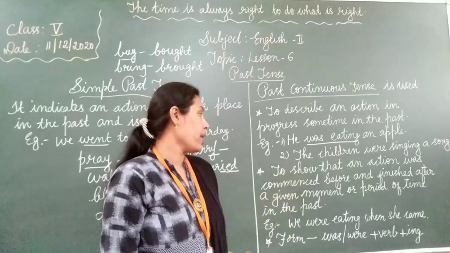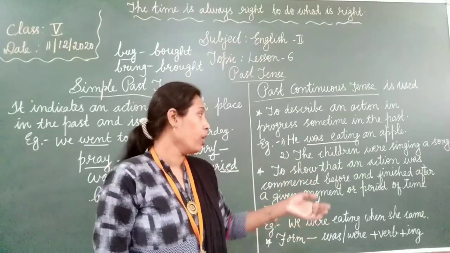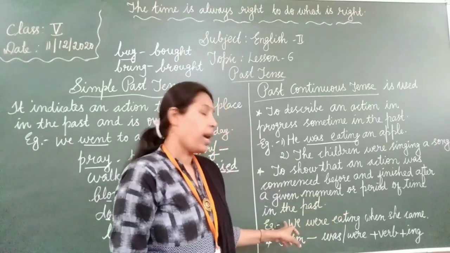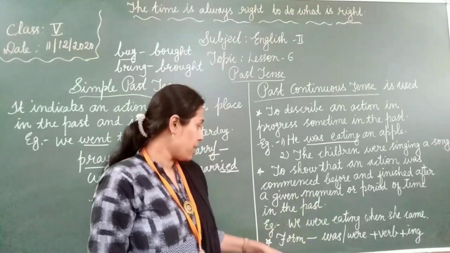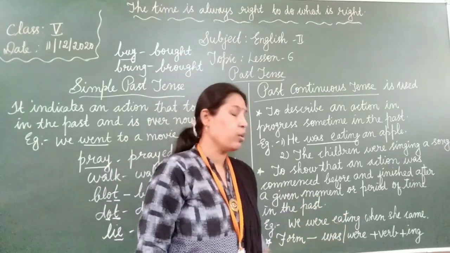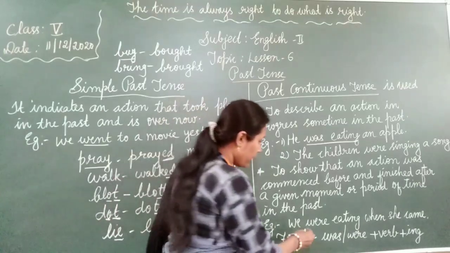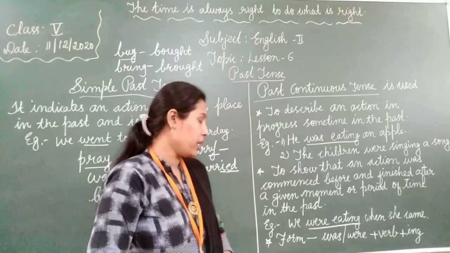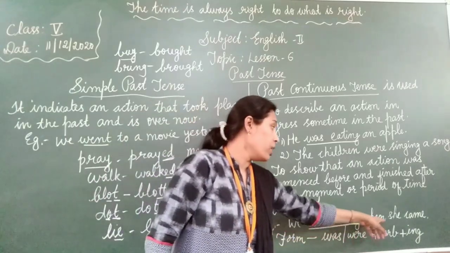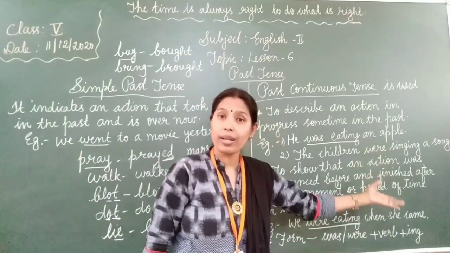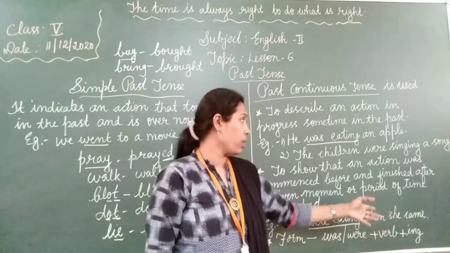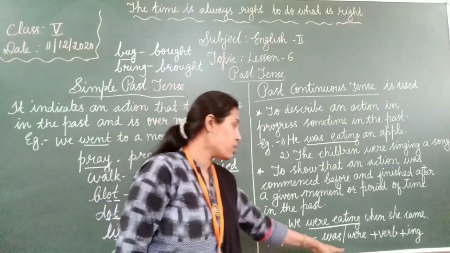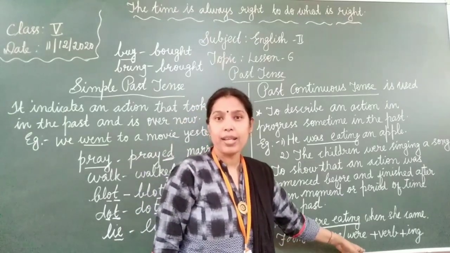So, to show that an action was commenced before and finished after a moment that also happened in the past. Example, we were eating when she came. And here it is the past continuous tense. Were eating. When did it happen? When she came. That also already happened in the past. Okay. So the form for past continuous tense is was or were plus verb plus ing.